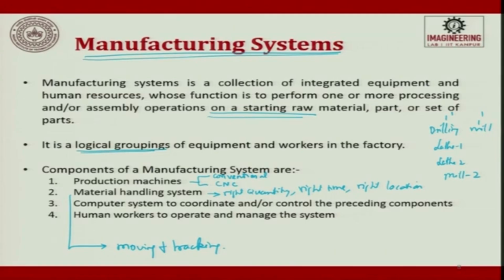Today you are able to online purchase an object and then track where it is and when you will get the delivery. That is material handling system. Do not think that it is inside alone, today it has expanded. Then computer systems to coordinate and or control the preceding components. Human workers to operate and manage systems are the components of manufacturing system.